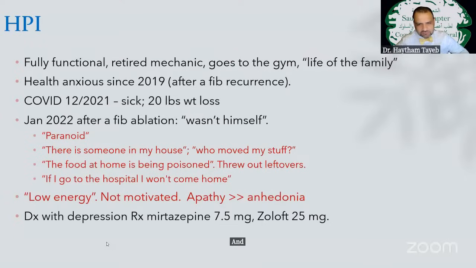And again, he was sort of withdrawn, apathetic, not really anhedonic, but just sits there. And even in the clinic, he would just sit there and stare at you.